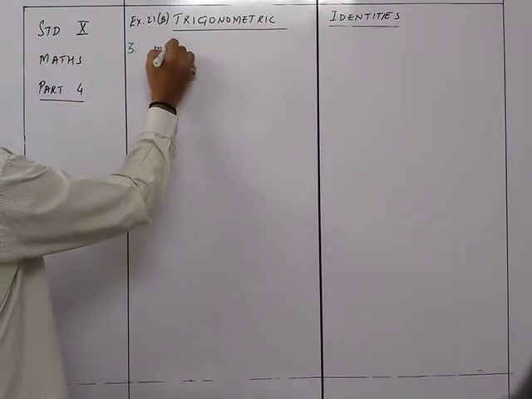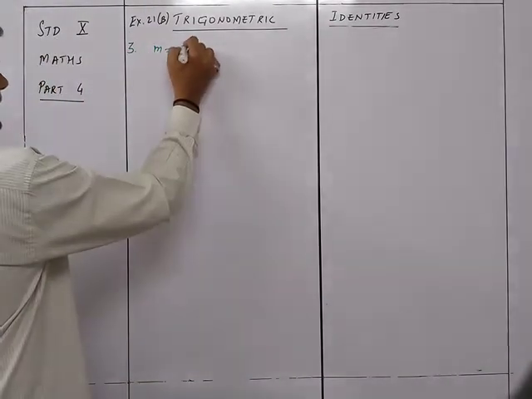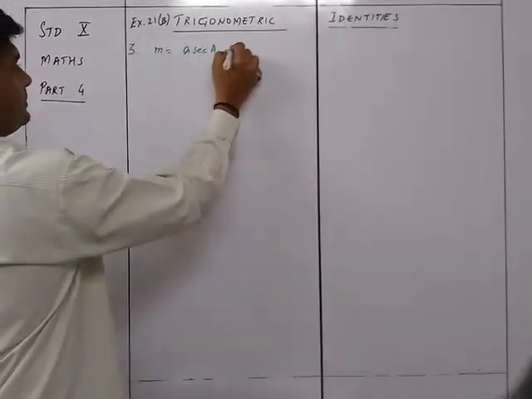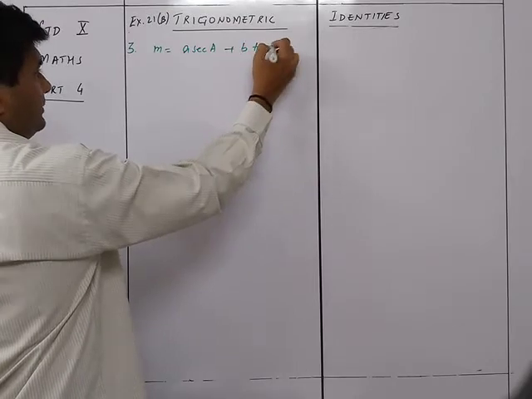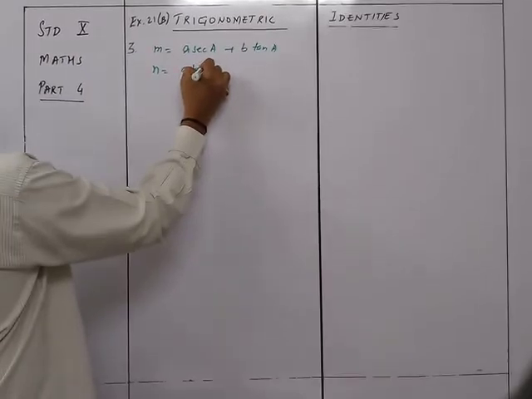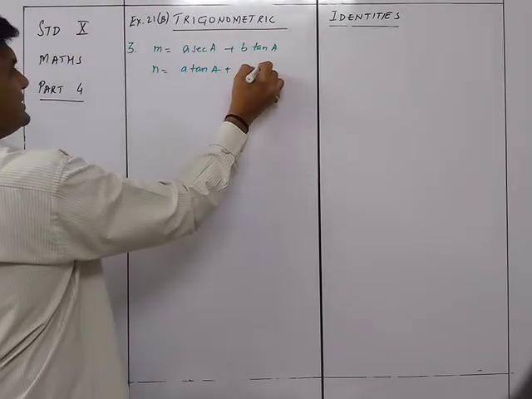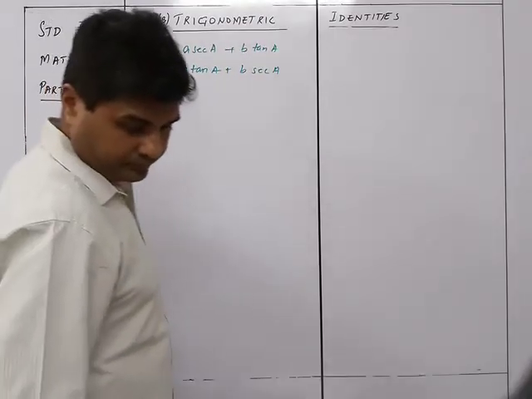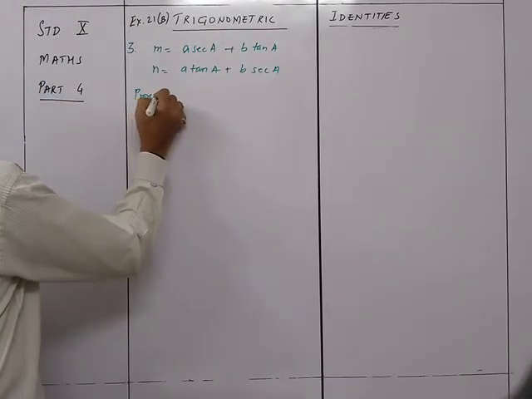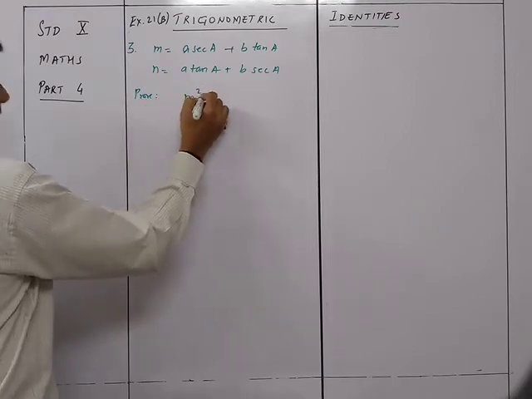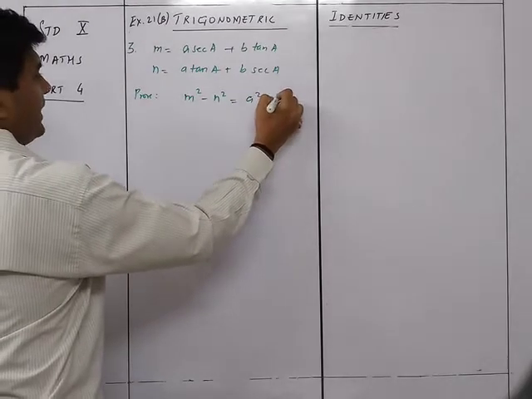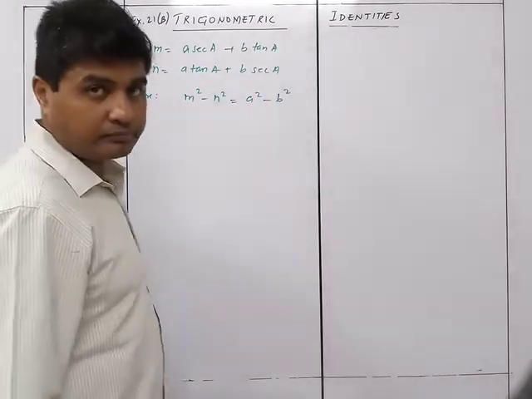If M is equal to A sec A plus B tan A and N is equal to A tan A plus B sec A, you have to prove that M square minus N square is equal to A square minus B square.